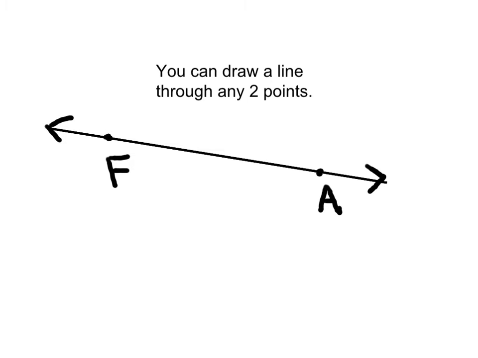On the screen right now, I have 2 points, F and A. You can draw a line through any 2 points. So I have drawn a line through those 2 points, F and A. Point F and point A are on that line. So that's what I said before, that you can draw a line through any 2 points.